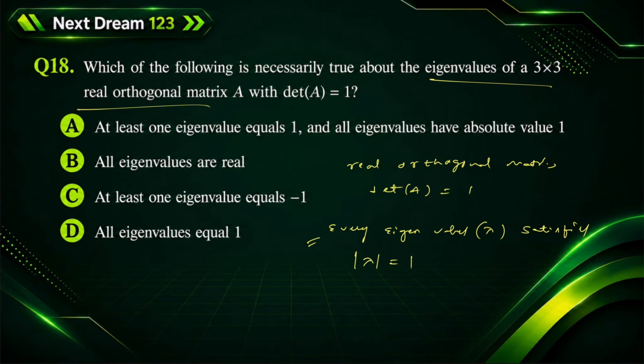Then we check the options. At least one eigenvalue is equal to 1 and all the eigenvalues have absolute value 1. Yes, this is the correct option. Option A is the correct one.